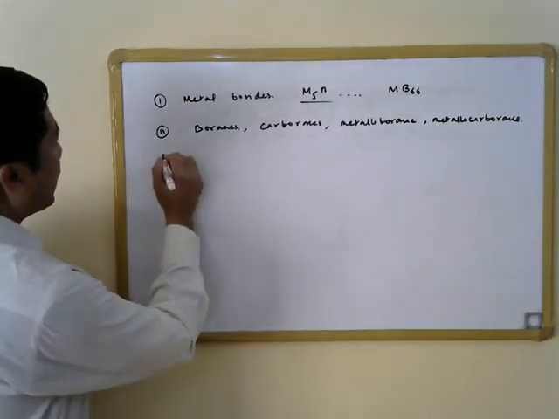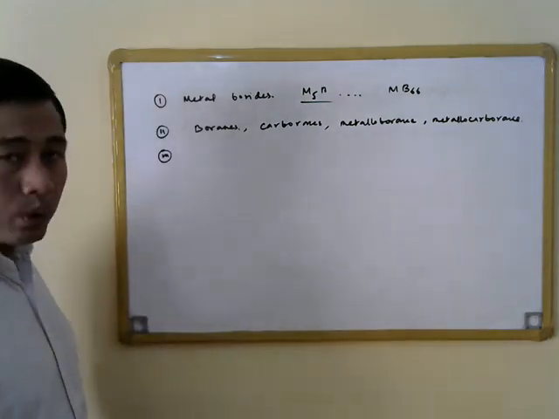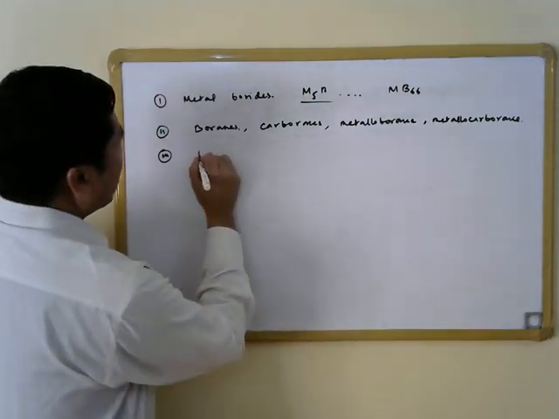So then the third class of compounds of boron essentially are boron trihalides.